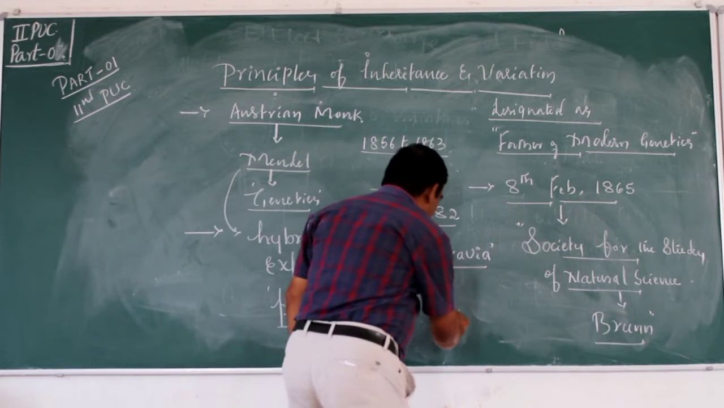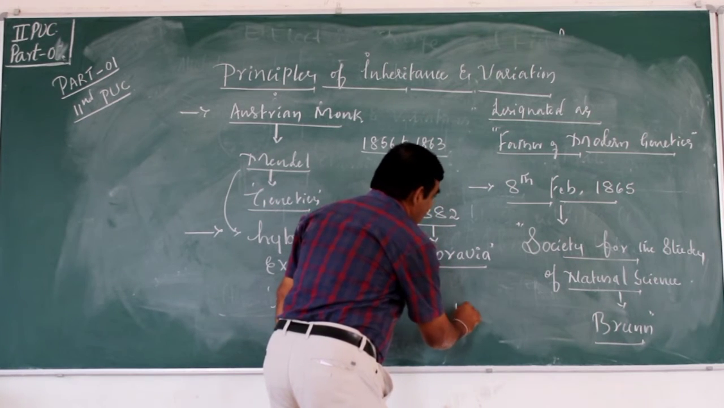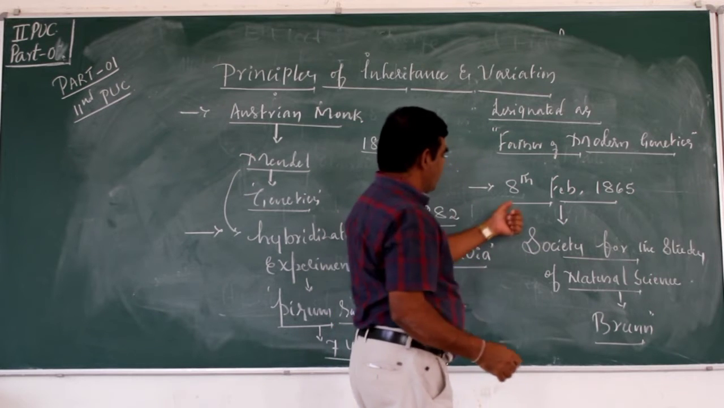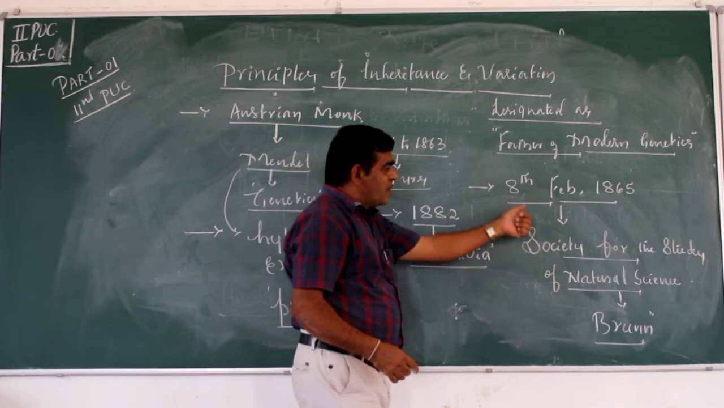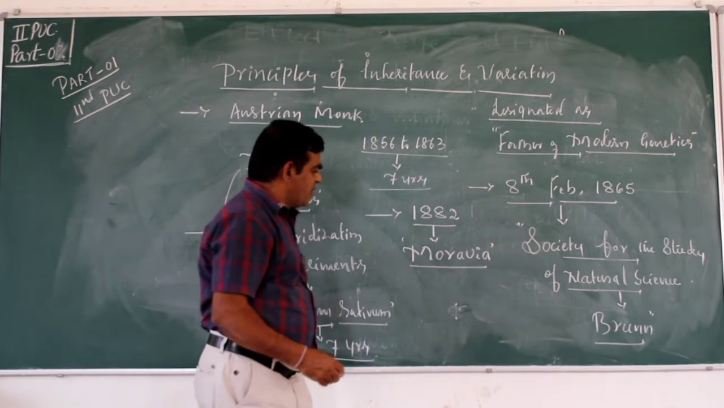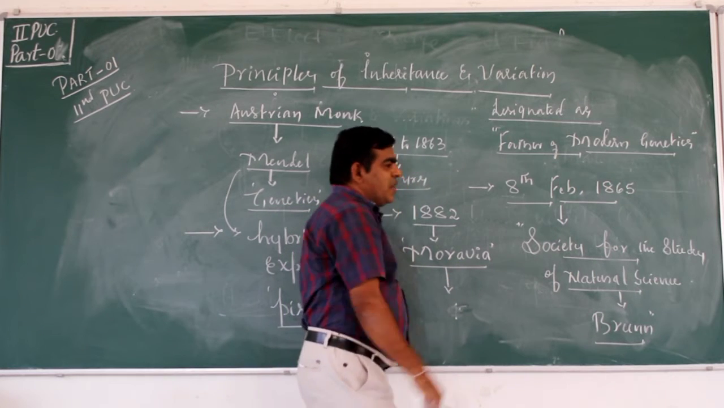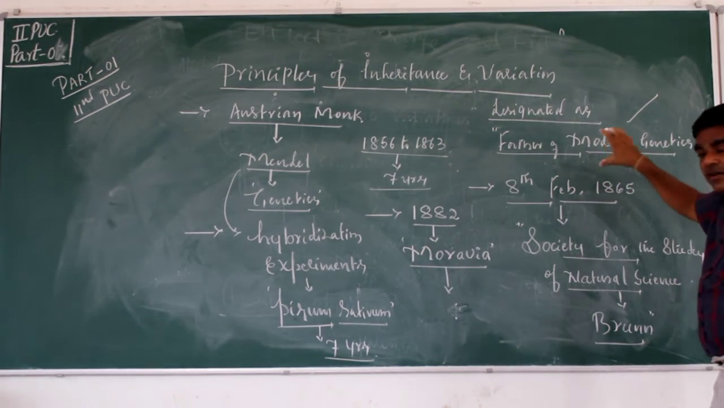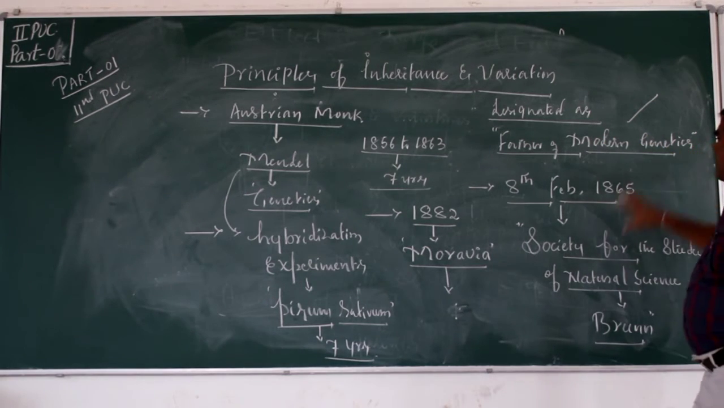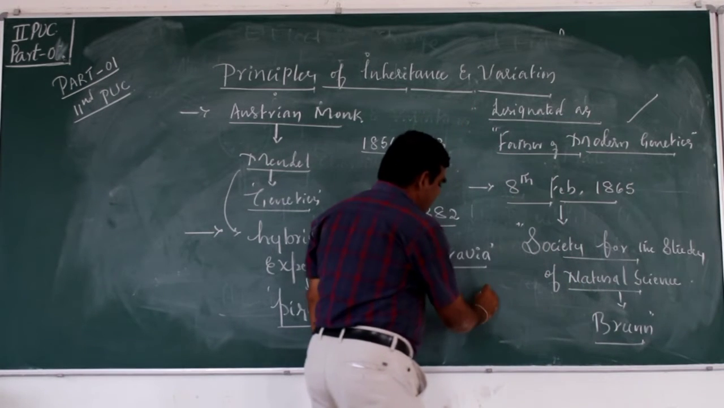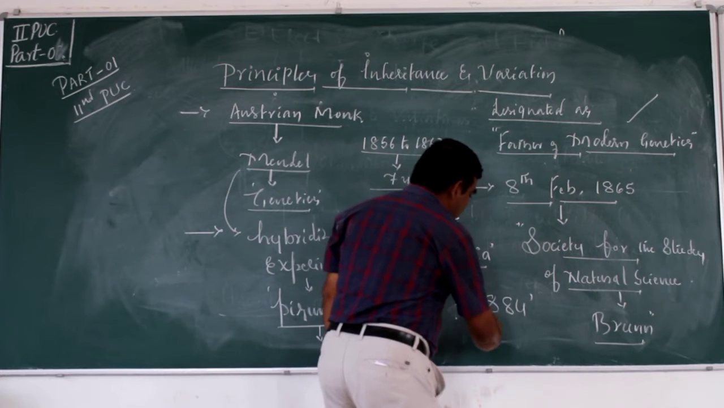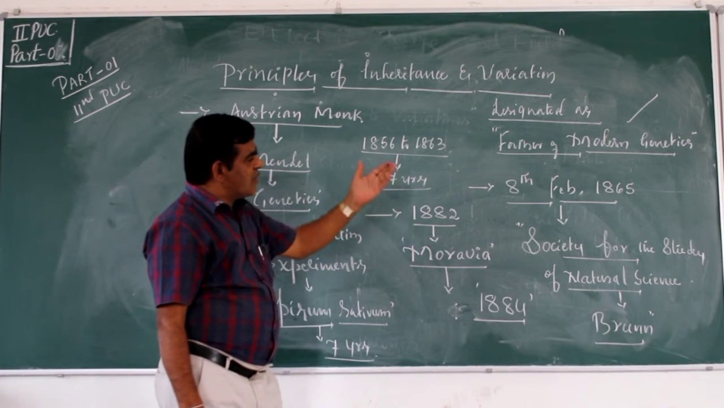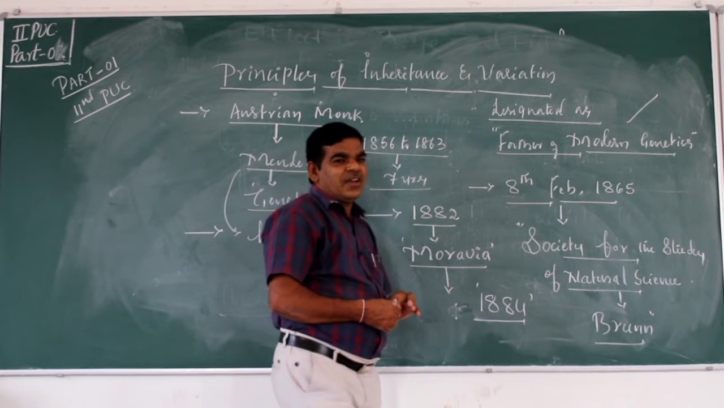And Mendel died. His work was not identified by the scientific world. Mendel died in 1884, and after his death, he was regarded and honored as the father of modern genetics.